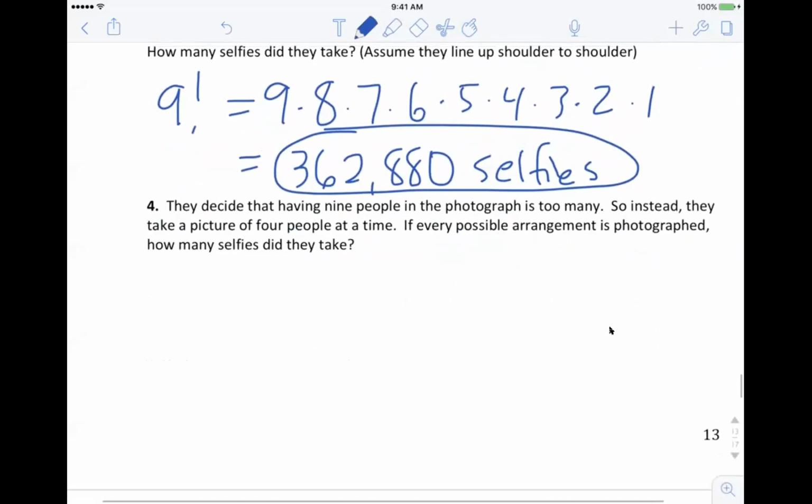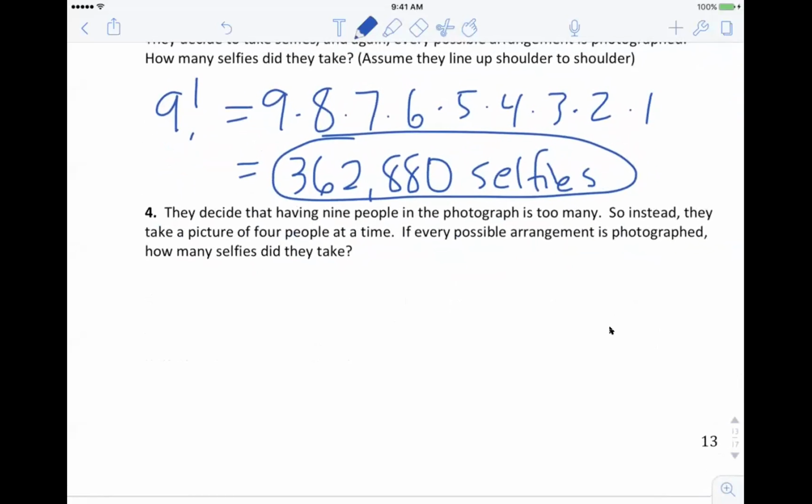A little bit of a different question now. The next one, they decide that having 9 people in the photograph is too many. Duh. So instead, they're just going to take 4 people at a time. So we still have 9 people to choose from, and we're going to take 4 at a time.